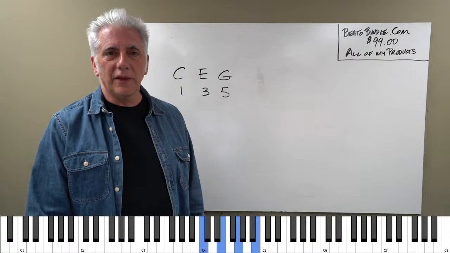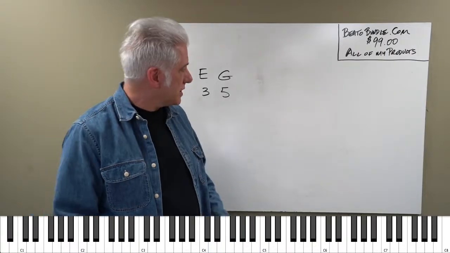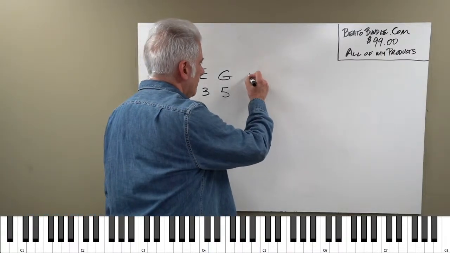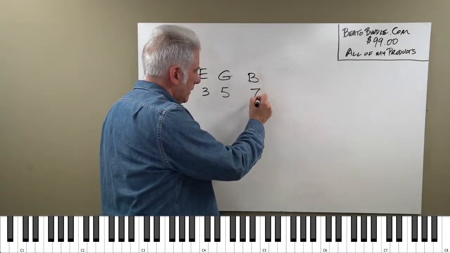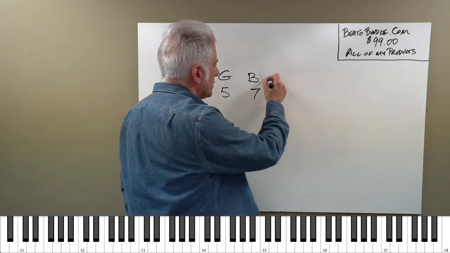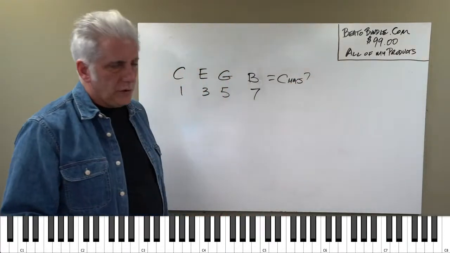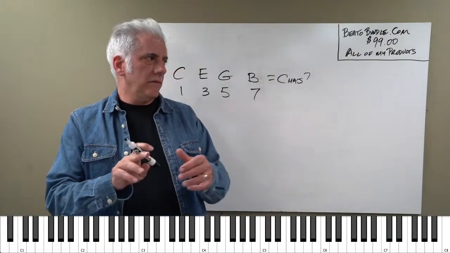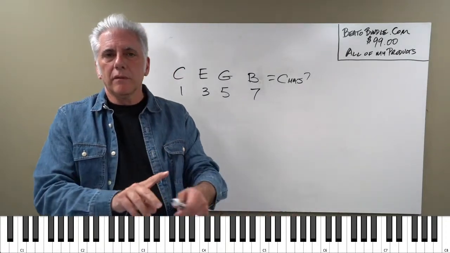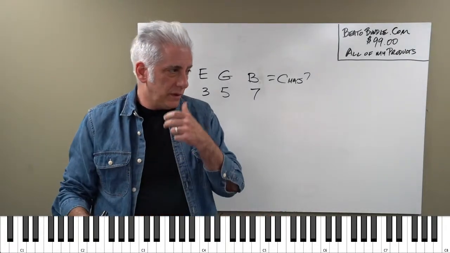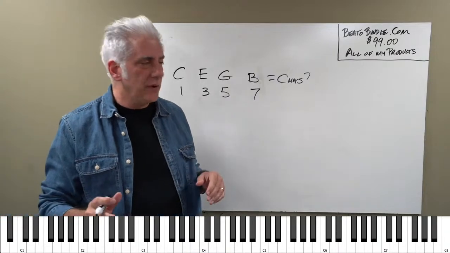Now if I put a seventh on there, that's called a major seventh. That's C major 7. That would be the note B. This equals C major 7. You'll hear that in pop music. Not as much as you would in the 70s, but you hear it in pop music.